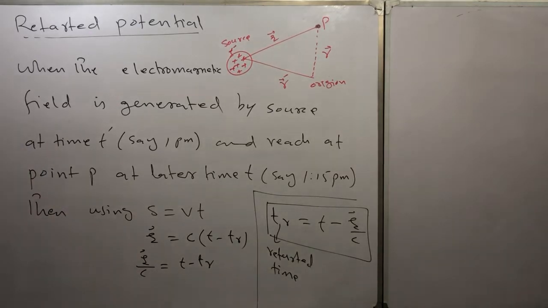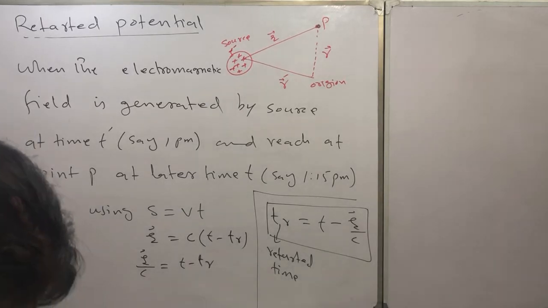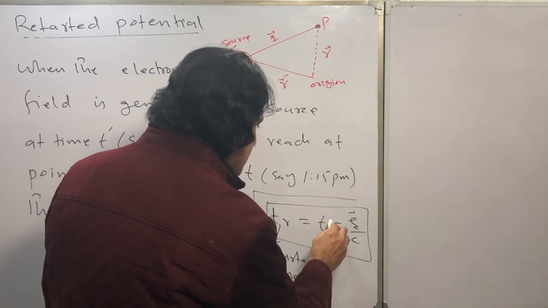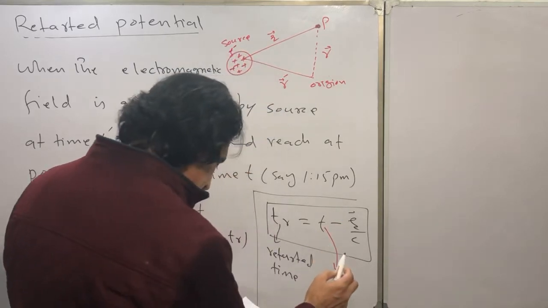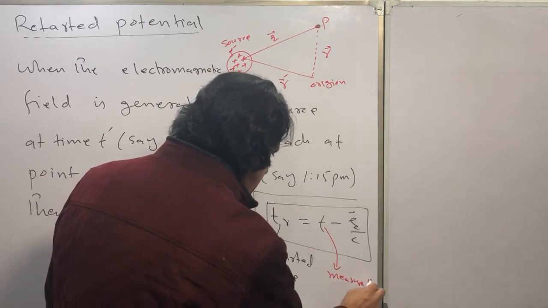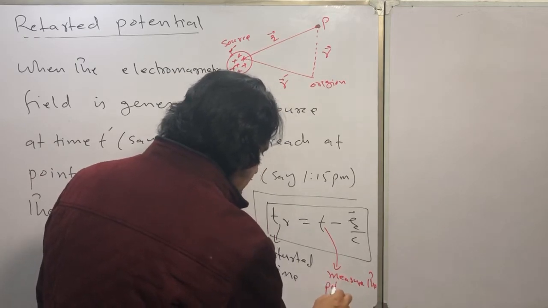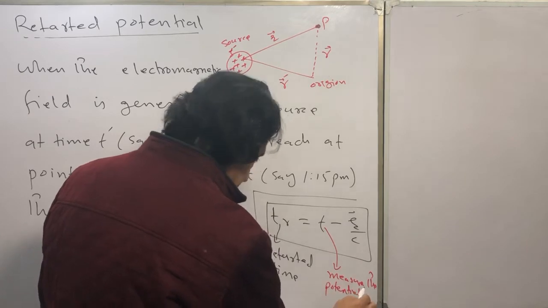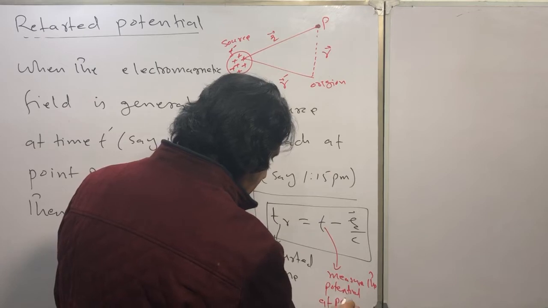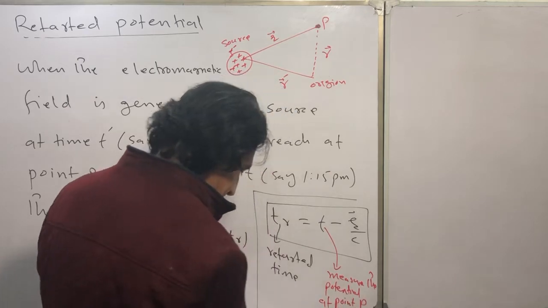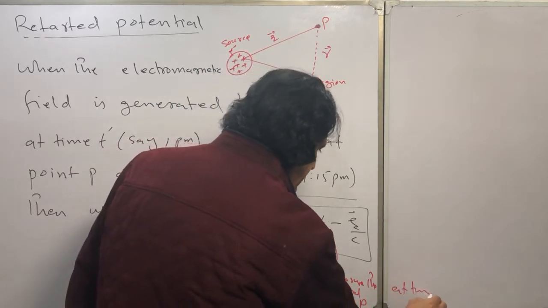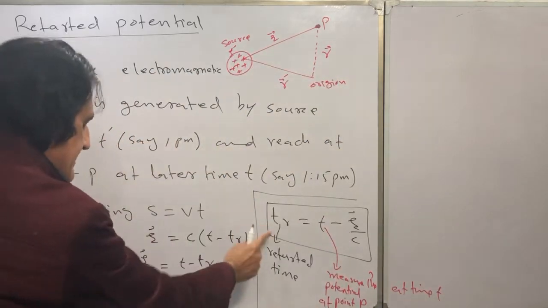So it means that this time t measures the potential at point P at time t, and this is the retarded time.